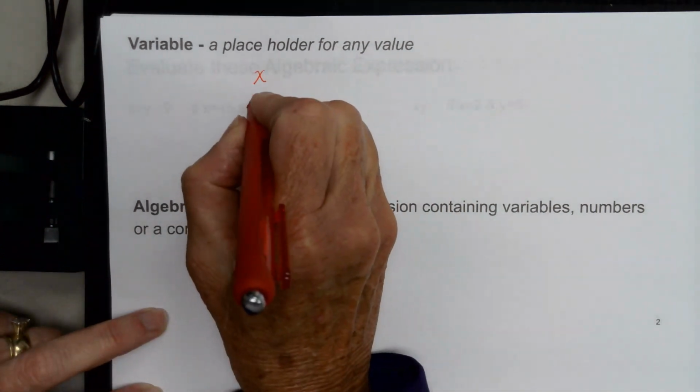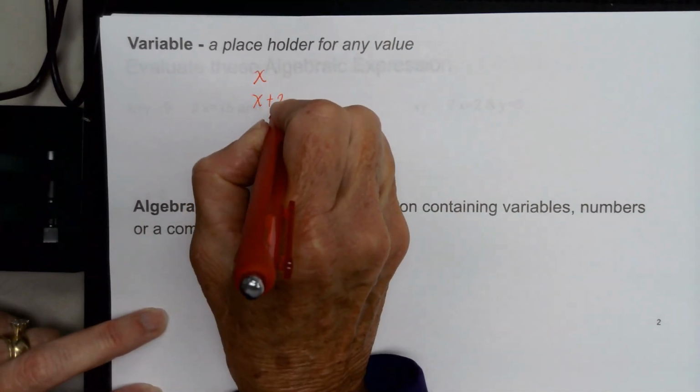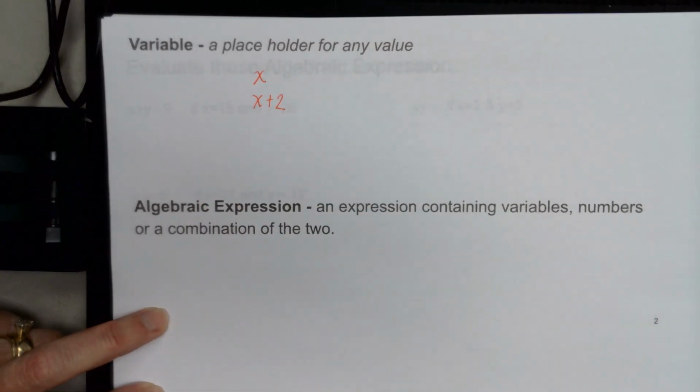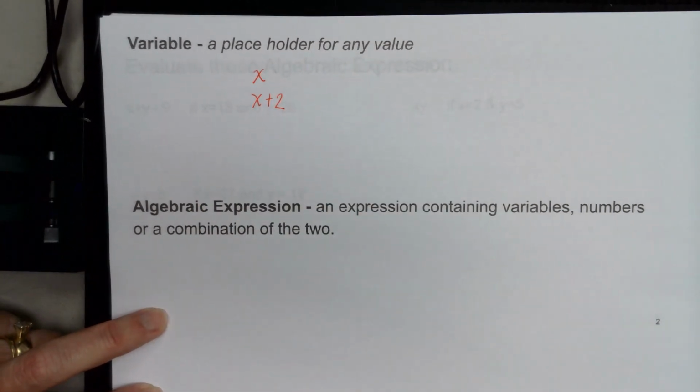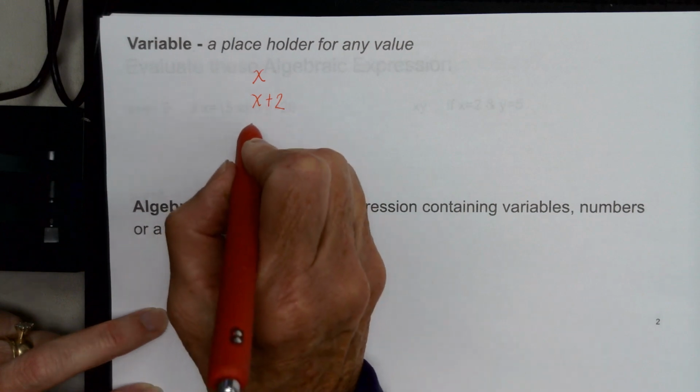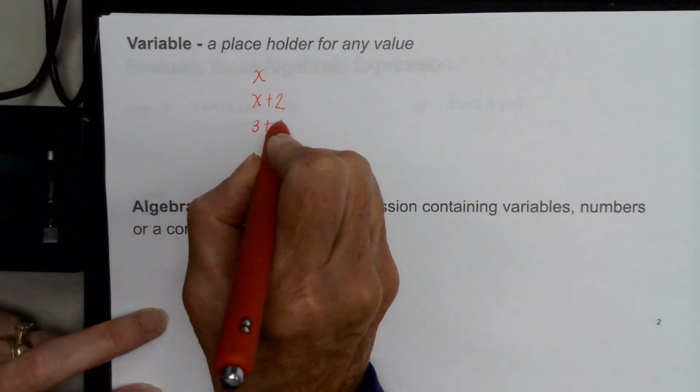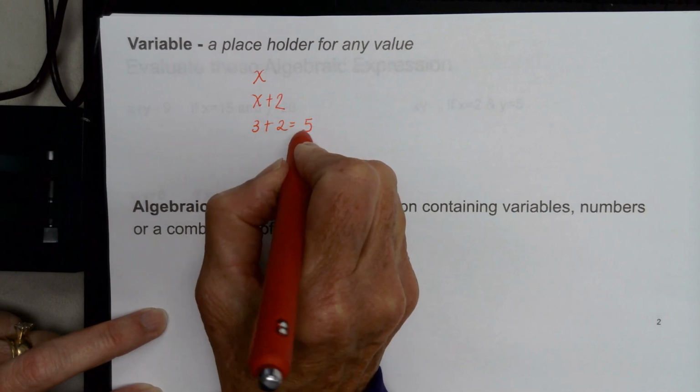So if I had x plus 2, I don't know what x plus 2 is equal to unless somebody came along and told me that x is equal to 3. Well, then I would know 3 plus 2 equals 5.